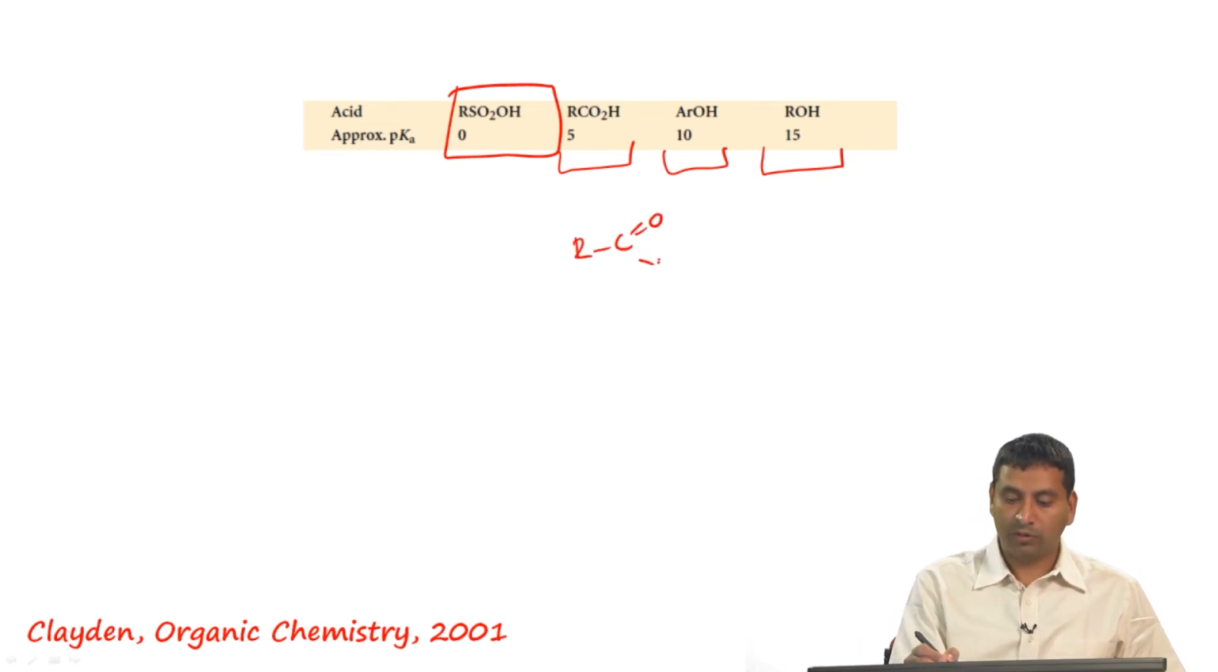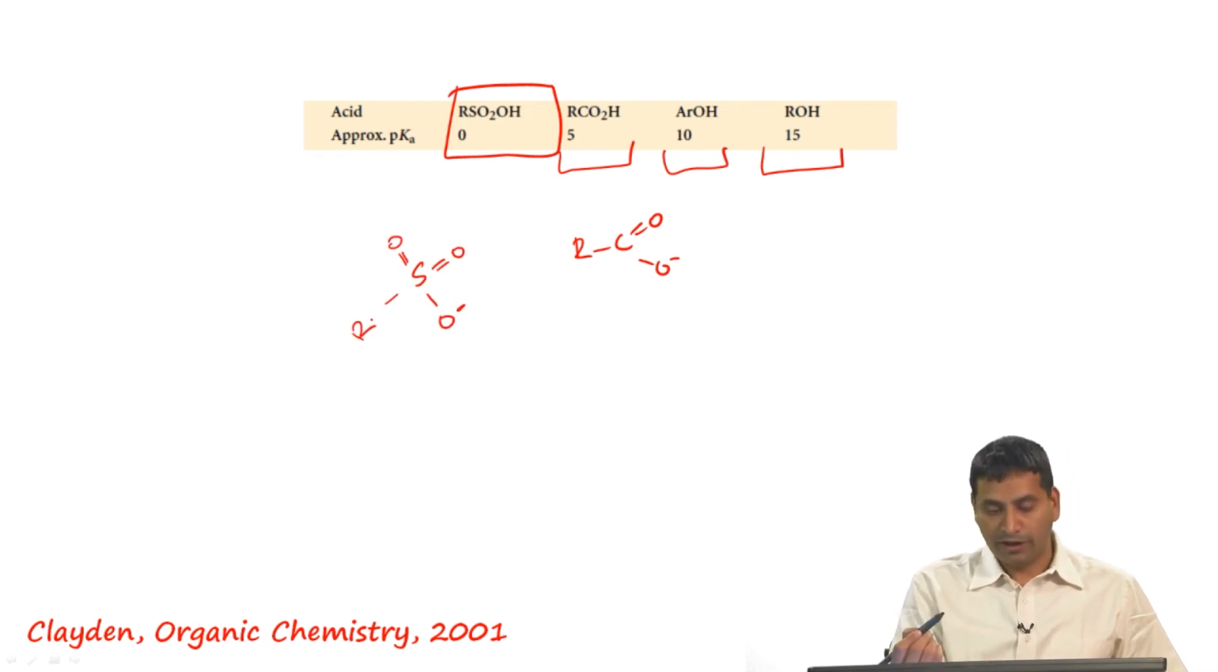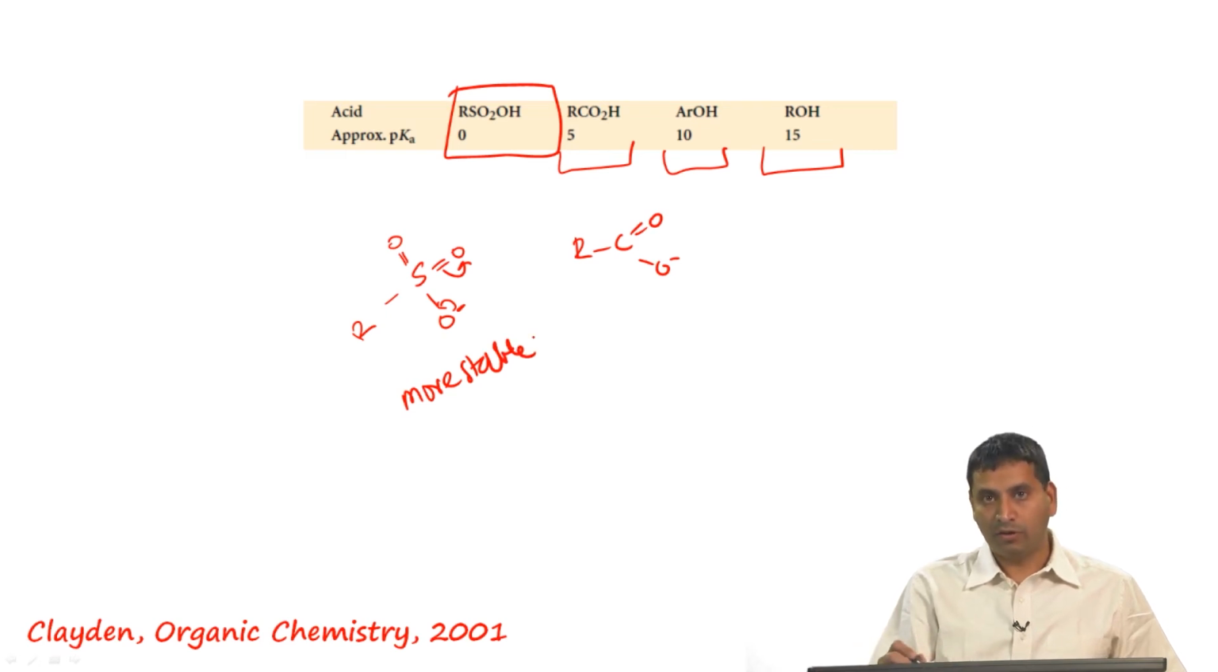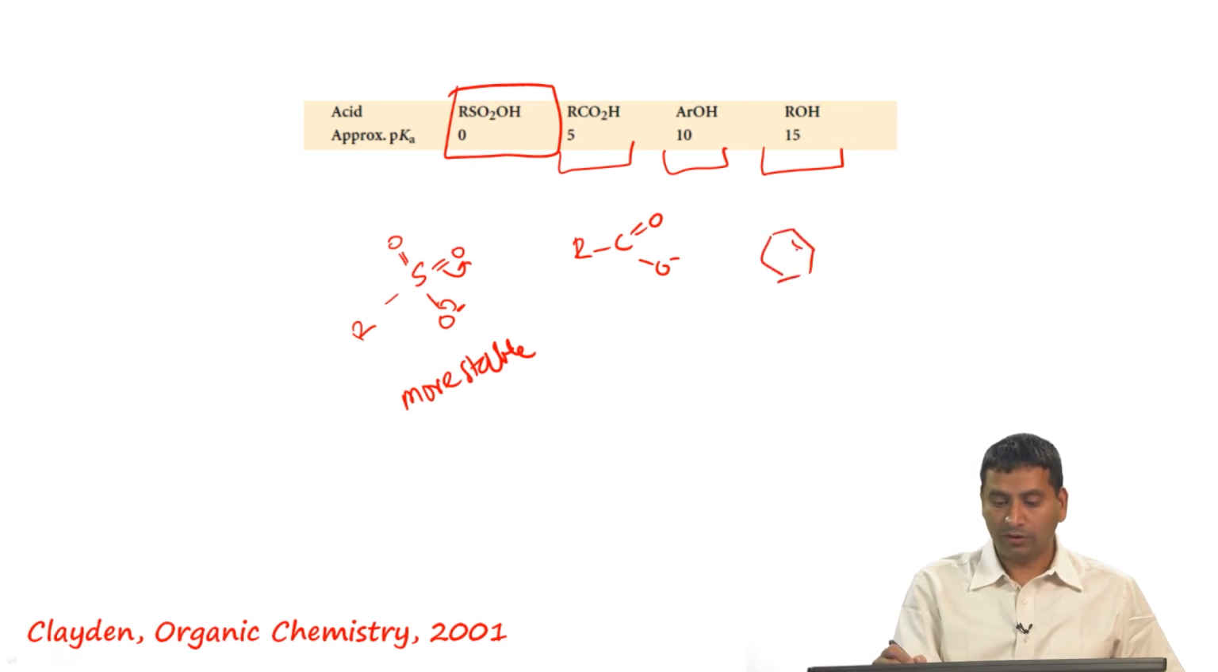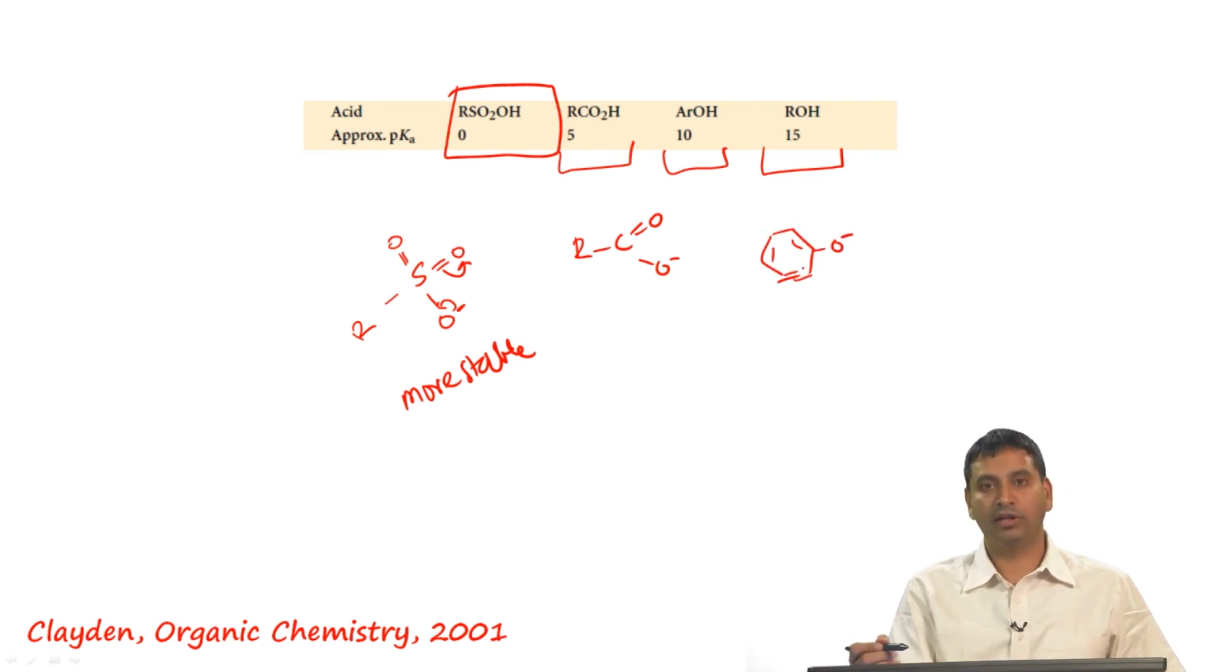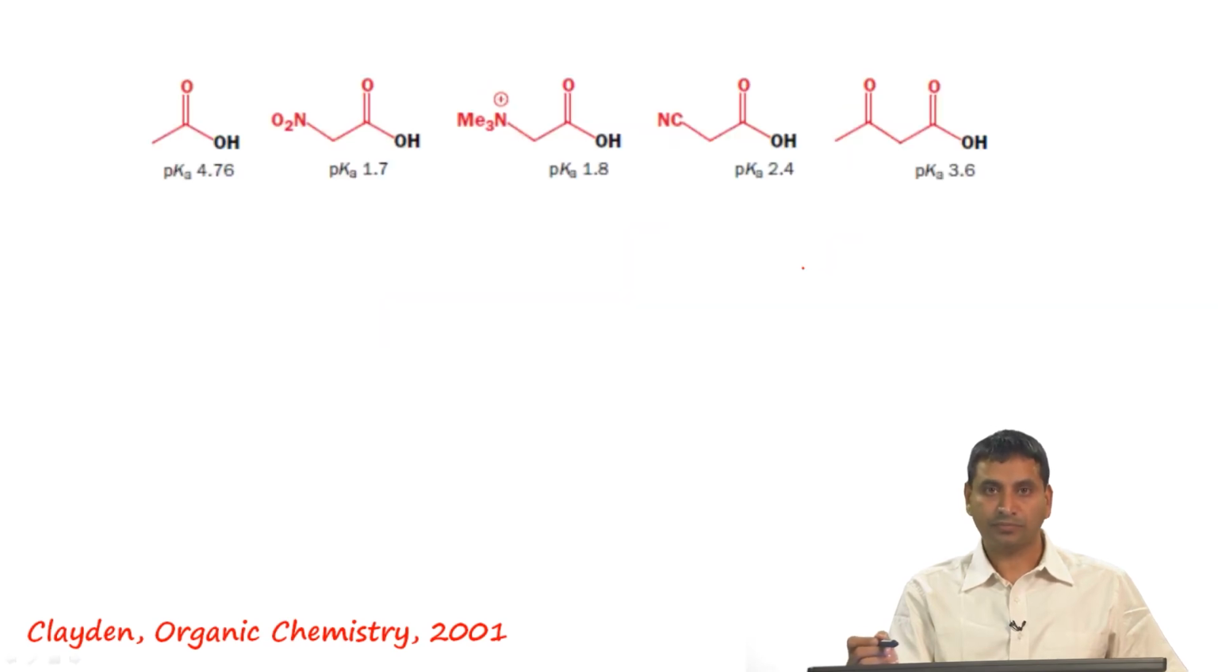R C double bond O O minus, this we already looked at, exists as a resonance hybrid. S double bond O O minus is the structure of sulphite, and again this can involve itself in various resonance forms, and therefore, you can understand that this is more stable compared with the alcohol. Okay. And between a phenol and alcohol, since there is a scope of delocalization within the aromatic ring, the aryl alcohols, I mean the phenols are typically more acidic compared to aliphatic alcohols.